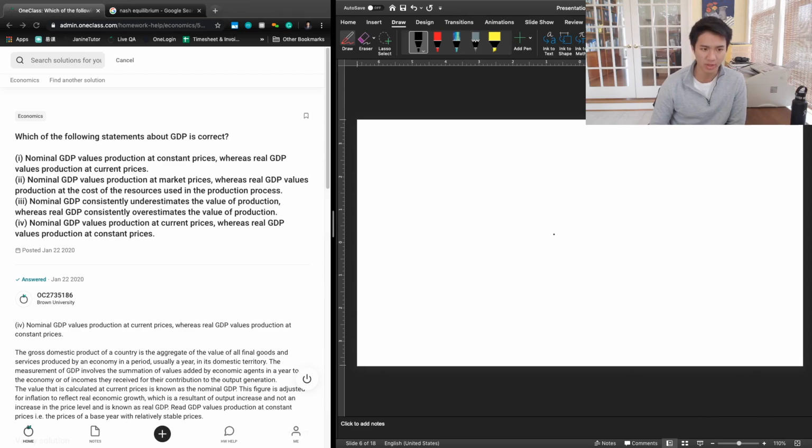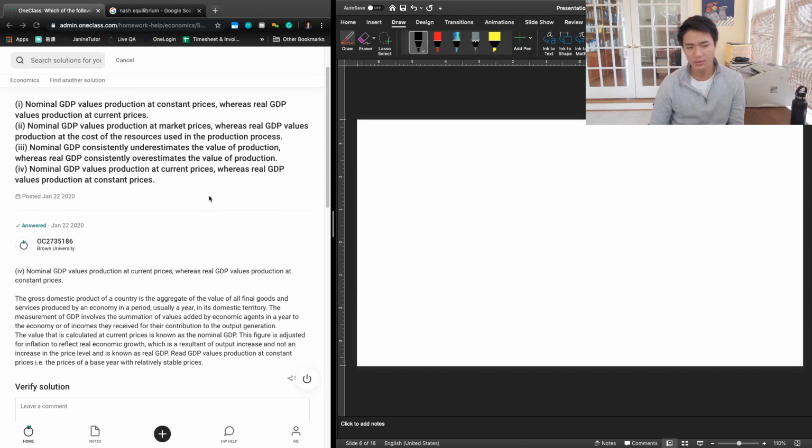changes in overall production. So, looking through your answer choices, it looks like four is going to be the statement about GDP that is correct. Nominal GDP values production at current prices, whereas real GDP values production at constant prices. And that's going to be the big distinguishing factor for nominal versus real. So let's take a look at the previous tutor's answer. So they said four as well. Nominal GDP values production at current prices, whereas real GDP values production at constant prices.